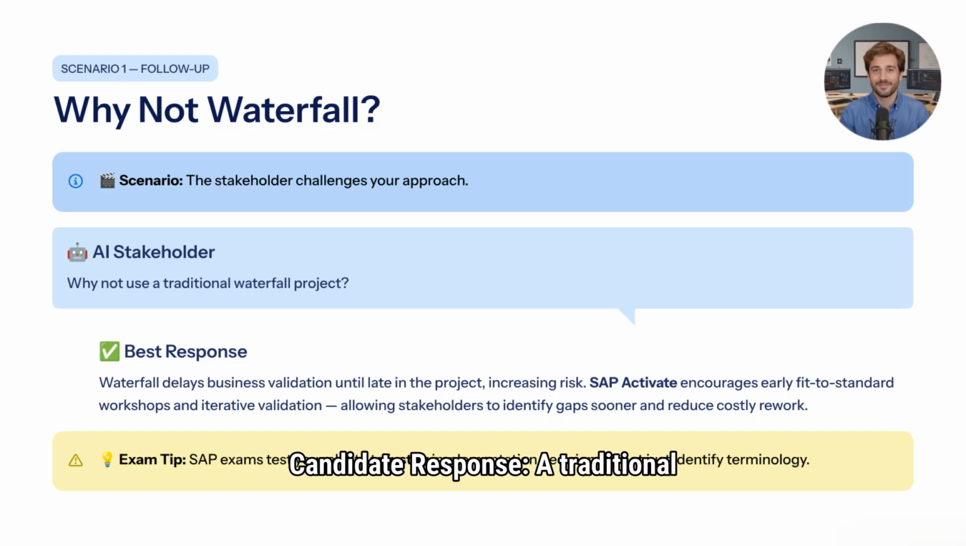Candidate response: A traditional waterfall approach increases project risk because business validation happens late. SAP Activate encourages early fit-to-standard workshops and iterative validation, allowing stakeholders to identify gaps sooner and reduce rework. Exam tip: SAP exam tasks often test your ability to justify implementation decisions, not simply identify terminology.